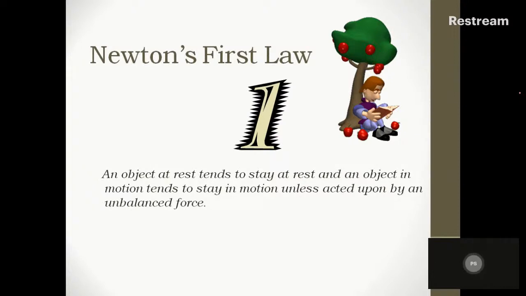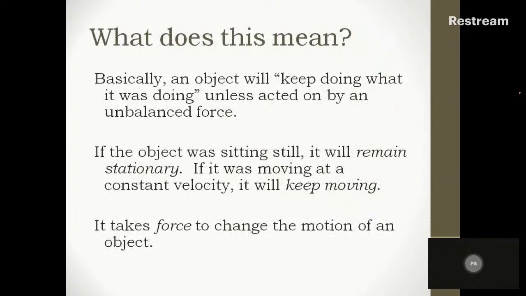Okay, so if an object is at rest, it will stay at rest, and if an object is in motion, it will stay in motion unless some force acts on it. Motion means a moving object, rest means taking rest. That is Newton's first law. So what does this actually mean? Basically, an object will keep doing what it was doing unless acted on by an unbalanced force.